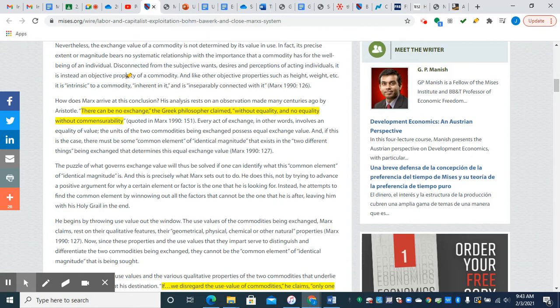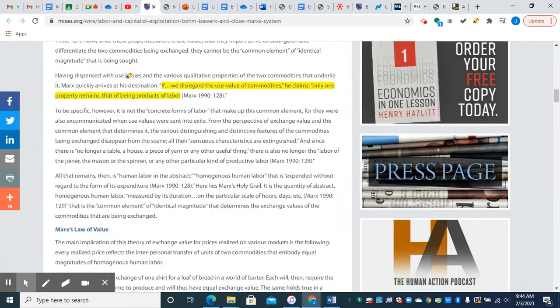But that's his presupposition, that he's assuming that if people trade things, it's because they believe that their value is equal, and they must be equal because in his mind, the same amount of labor went to produce them. Okay. Another quote here from Marx is that he says, if we disregard the use value of commodities, only one property remains, that being the products of labor.